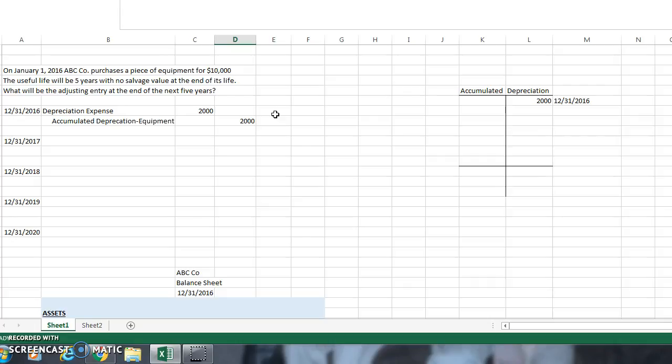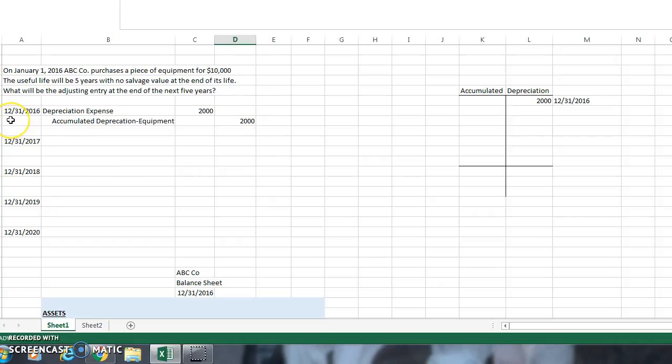So far, we've only learned about the straight line method, and that tells us that we take the purchase price of the equipment, which is $10,000, less any salvage value. Well, in this example, there is no salvage value. So 10,000 minus 0 still leaves us with 10,000. And we divide that number by the number of years in its useful life. That would be 5. So each year, we are going to record depreciation expense for this piece of equipment in the amount of $2,000.